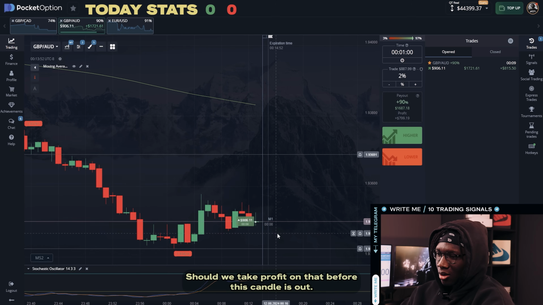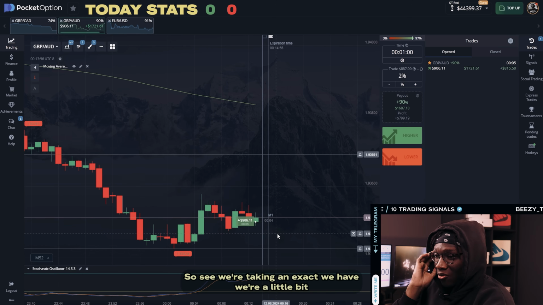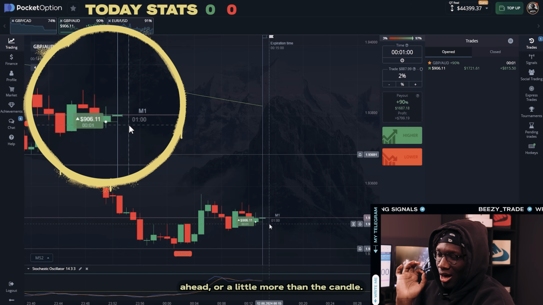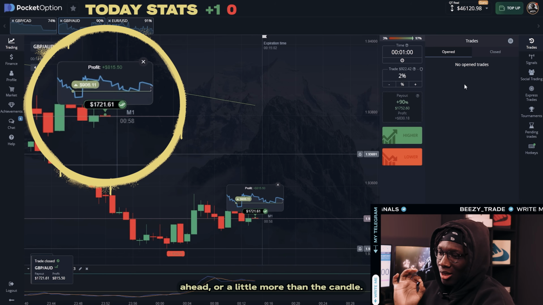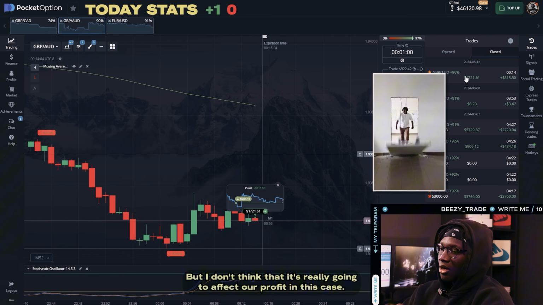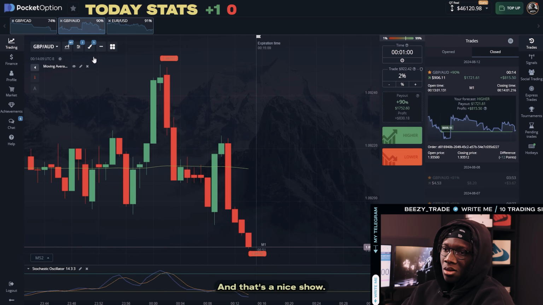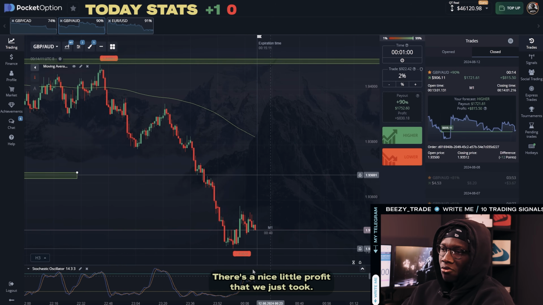Should we take profit on that before this candle opens out? So see, we're targeting exactly. We're a little bit above, maybe like 1 second ahead, or a little more than the candle, but I don't think that it's really going to affect our profit in this case. And that's a nice, I'll show you right there. That's a nice little profit that we just took.